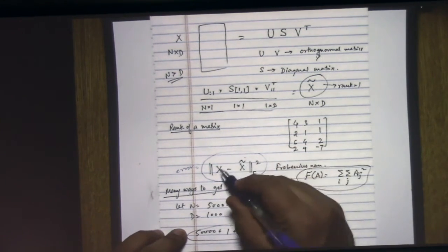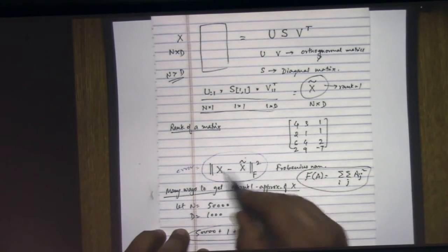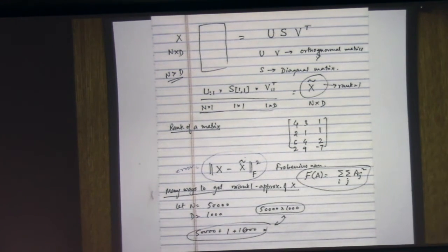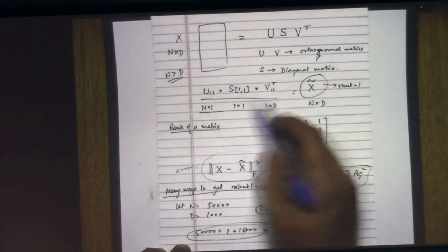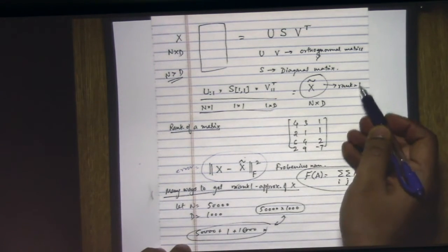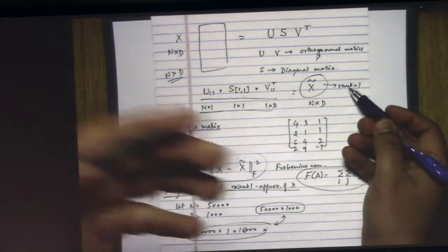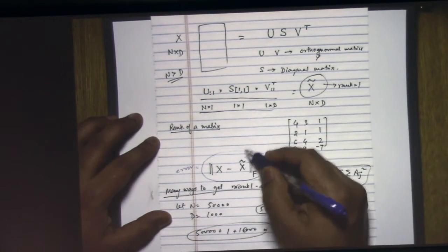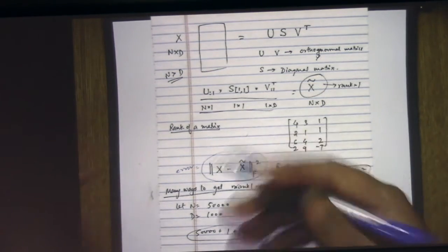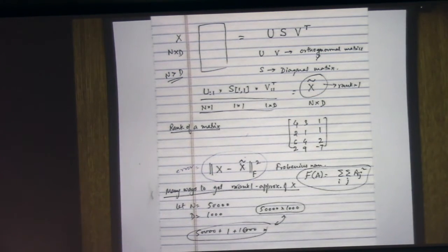Because I could have used just x here and then my loss would be 0, right? So what SVD says is that if you use SVD and compute the low rank approximation, so in this case we are saying rank 1 approximation, if I replace this with any other x bar which also has a rank 1, then SVD gives you the least error loss.